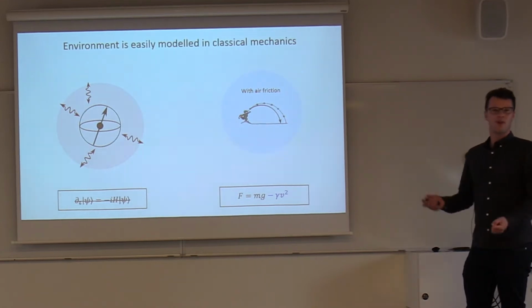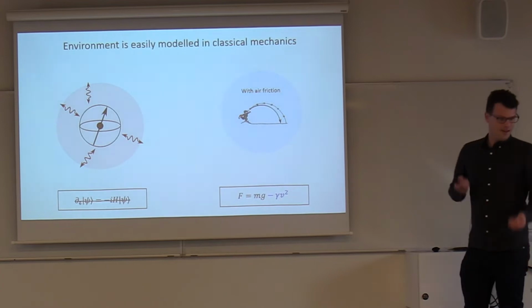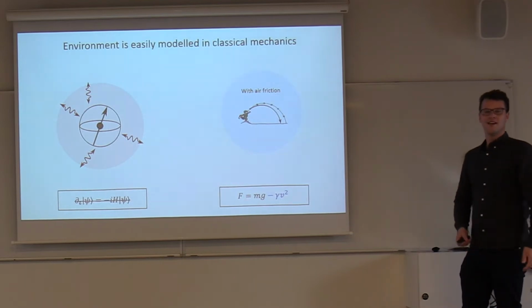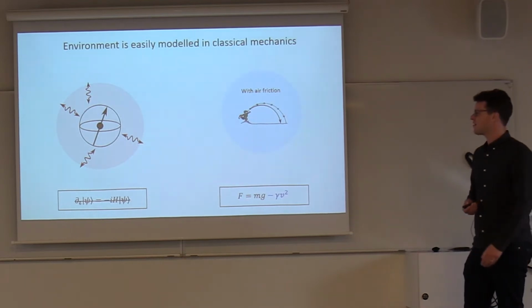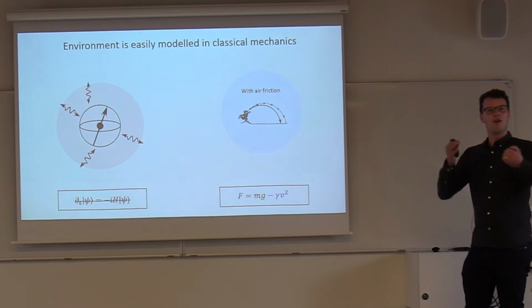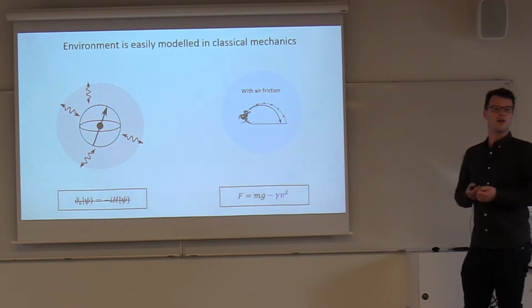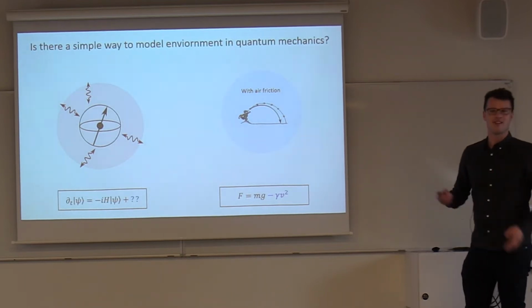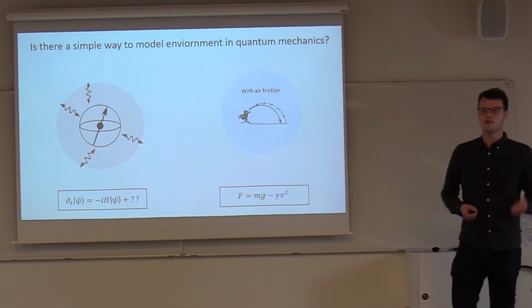So the question I will try to answer in this talk is whether there's a similar thing we can do in the Schrödinger equation. Is there a similar term we can just add that will deal with the effects of friction, of all the uncontrolled degrees of freedom in the problem that we don't want to keep track of? So what's the correction to the Schrödinger equation? That's the hand-wavy goal of my talk.